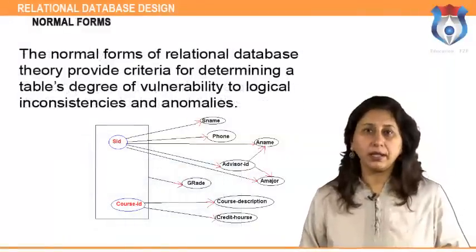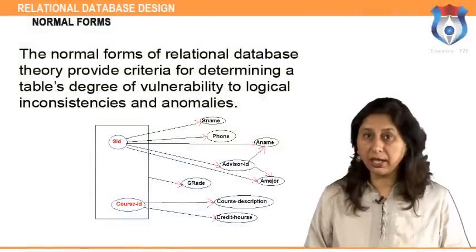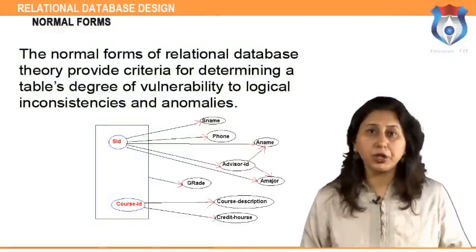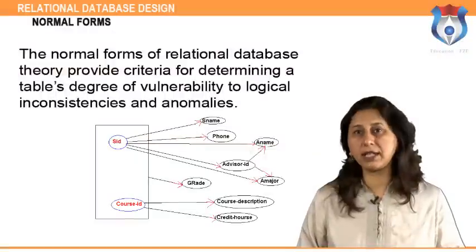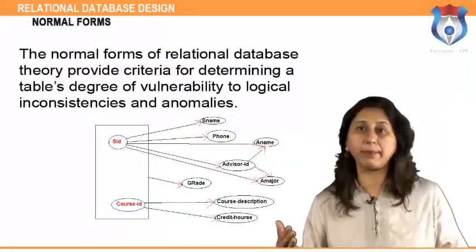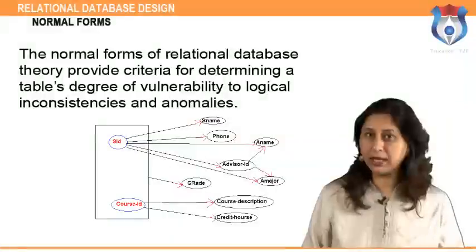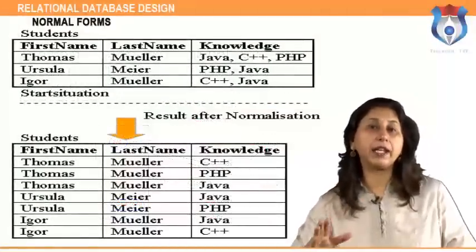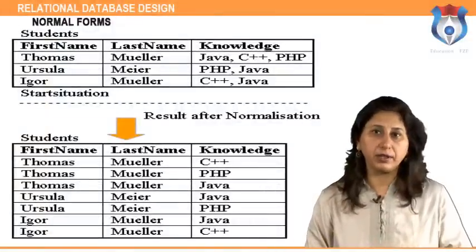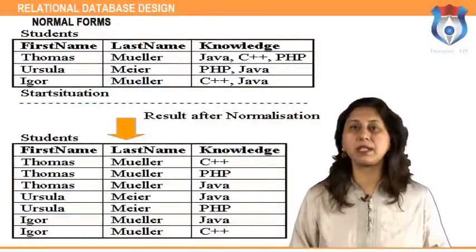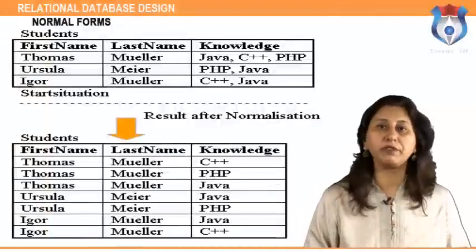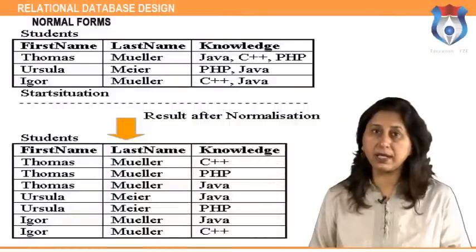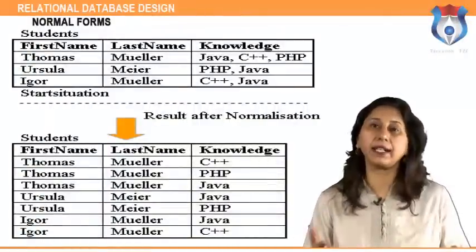Normal forms. The normal forms of relational database theory provide criteria for determining a table's degree of vulnerability to logical inconsistencies and anomalies. The higher the normal form applicable to a table, the less vulnerable it is to inconsistencies and anomalies. Each table has a highest normal form, HNF. A table always meets the requirements of its HNF and of all normal forms lower than its HNF, and also a table fails to meet the requirements of any normal form higher than its HNF.